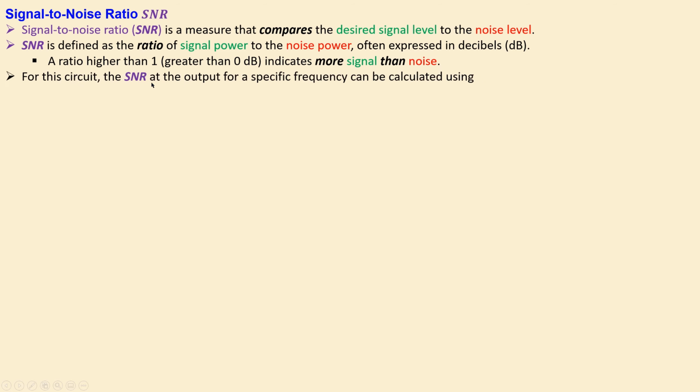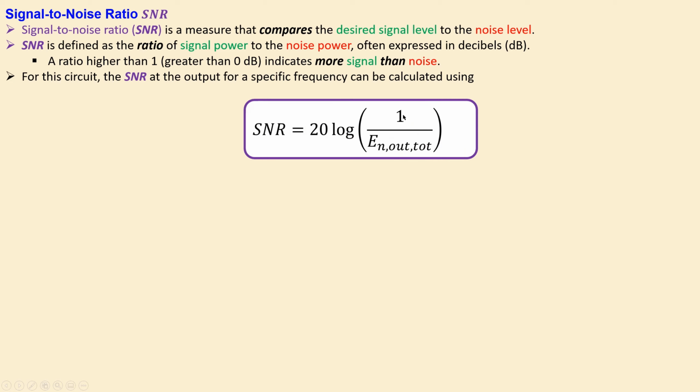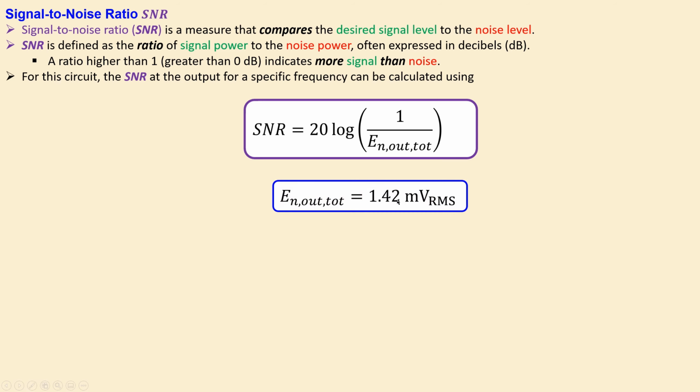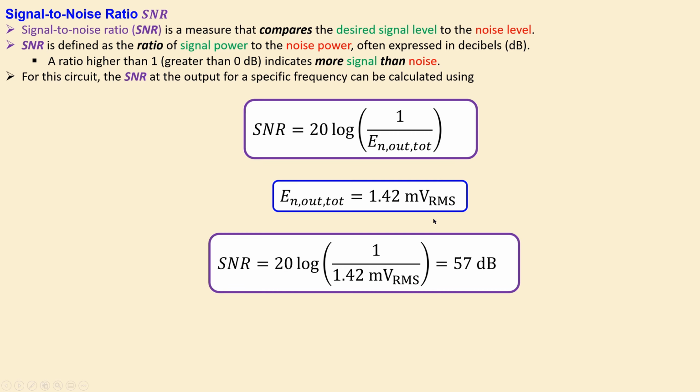Now, for the circuit, the SNR at the output for a specific frequency can be calculated using this formula: the SNR is equal to 20 log of 1 over the total output referred RMS noise voltage. So you can already see this is expressed such that it is in dBs. Now we have calculated what the total output referred RMS noise voltage was, 1.42 millivolts RMS. So if I now substitute the values in here, this will result in 57 dBs, which we will verify shortly in the simulations. So let's look at the simulation results.